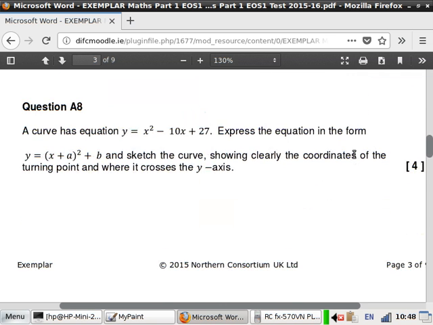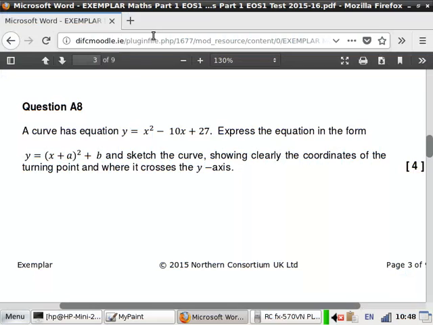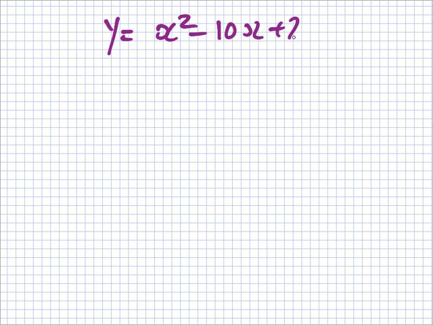Let's have a look. Right, so we have y equals x squared minus 10x plus 27. So that's y equals (x minus 5) squared plus 2.